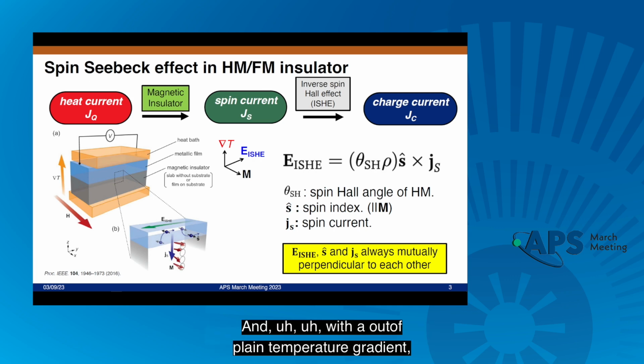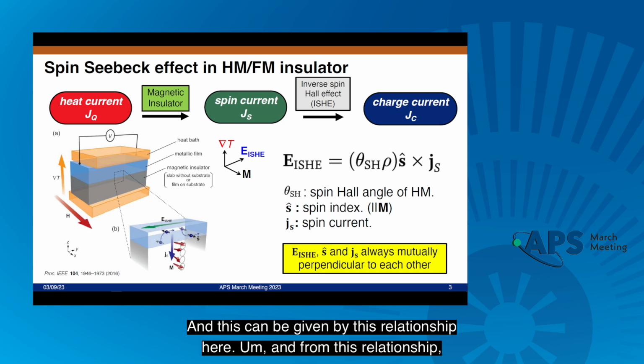With an out-of-plane temperature gradient, a spin current is generated inside the magnetic insulator layer, injected into the heavy metal film, converted into voltage by the inverse spin Hall effect, and picked up by a voltage probe along the y direction. And this can be given by this relationship here.